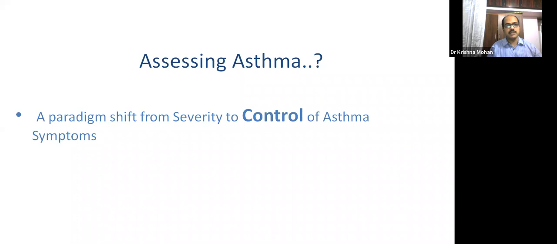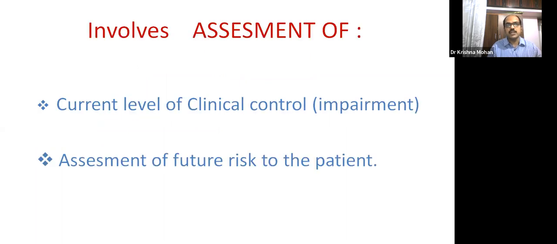As I already mentioned, there is a shift, a change from the previous classification which used severity. Nowadays, what is given more importance is how far the asthma is controlled. So we are looking for how far the control of symptoms is taking place. That involves the assessment of the current level of clinical control, and it also gives importance to certain factors which affect the future risk of the patient for acute exacerbation.